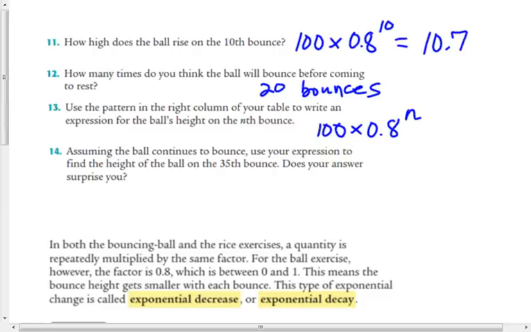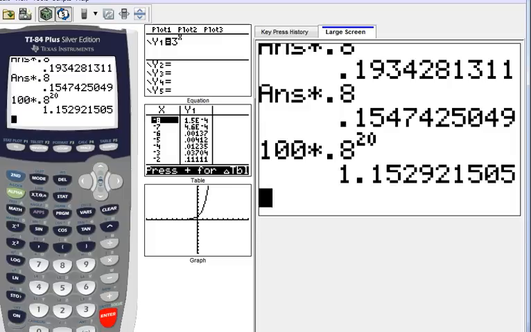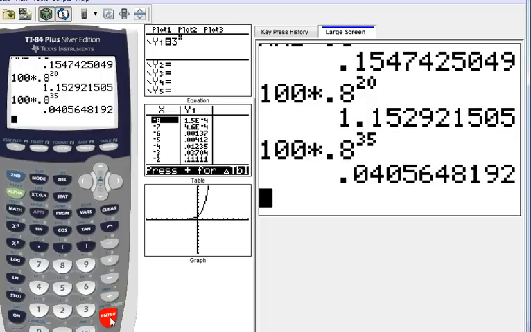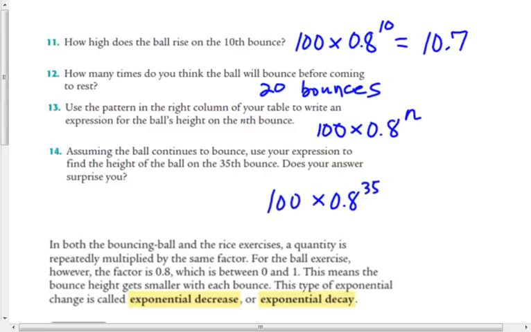Assuming the ball continues to bounce, use your expression to find the height of the ball on the 35th bounce. So we want to do 100 times 0.8 to the 35th. And let's see what that is. I'm going to go second enter, and that's going to repeat, and then I'm just going to delete that and put a 35 there. And it looks like it's almost 0.04. Does that answer surprise you? Yeah, it seems like it's getting pretty low. But I don't think a ball would actually bounce 35 times, so I don't know.